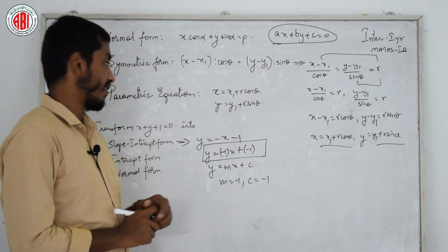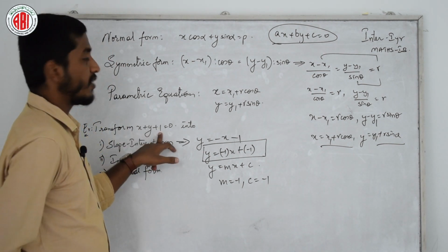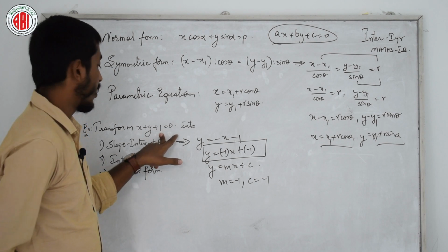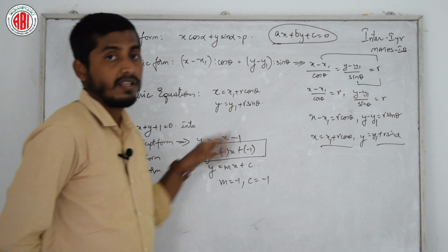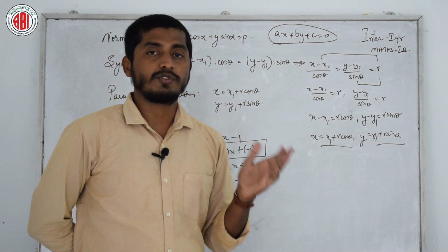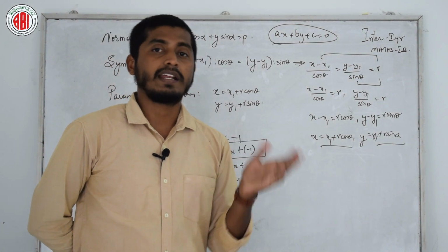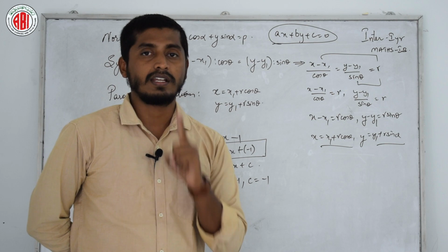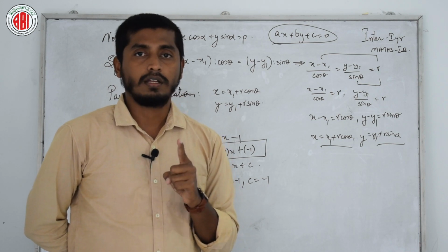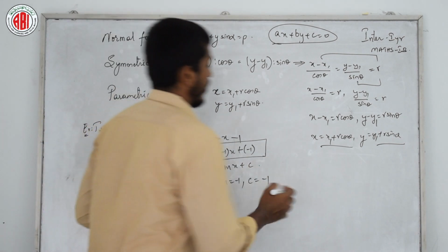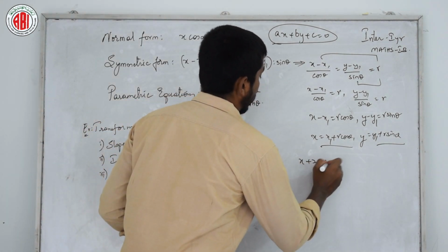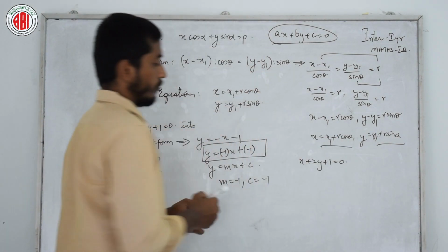Once again, let me discuss. x plus y plus 1 is equal to 0. The general form of slope intercept form is y equal to mx plus c, which means the only y term should be on the left hand side and its coefficient should be positive and unity. Clear? For example, if there is a question like this, x plus 2y plus 1 is equal to 0.